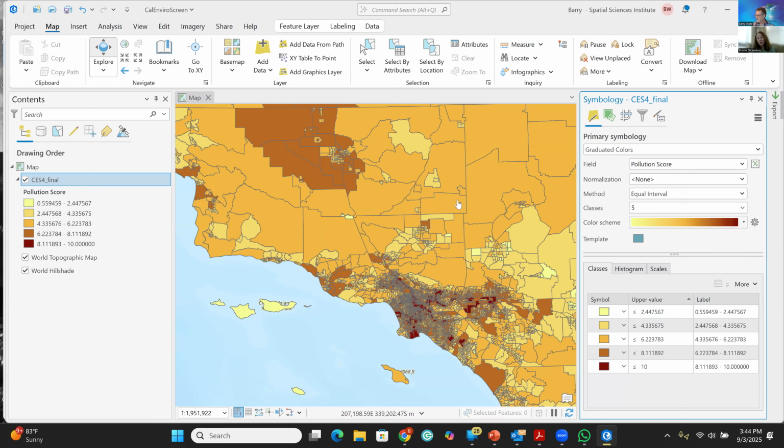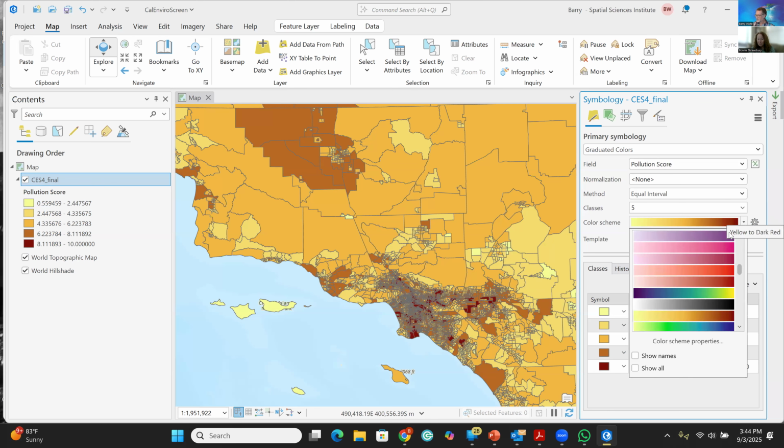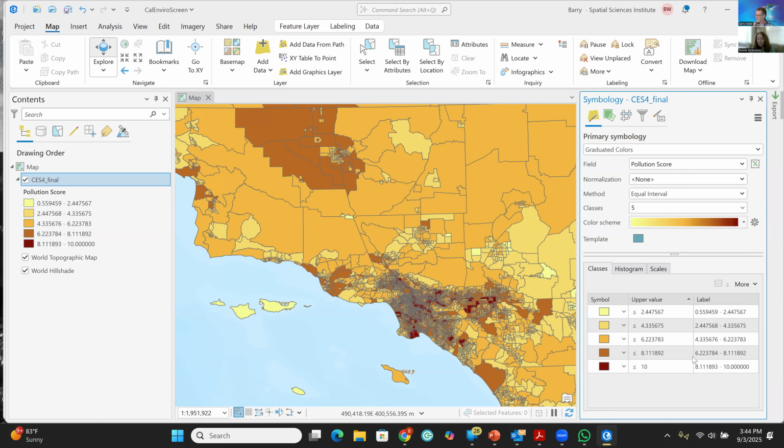ArcGIS Pro has all of those color ramps for you to choose from. If you happen to not like any of the multitude of choices that they have, you can actually go in, see down at the bottom, each individual color is a box. You can go down there and change it and really make your own custom.